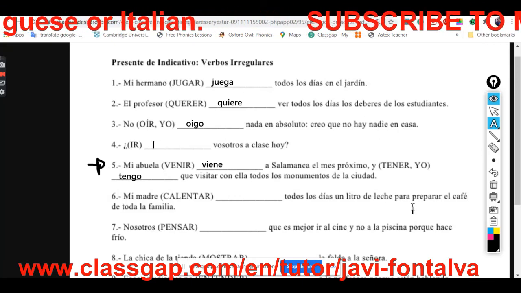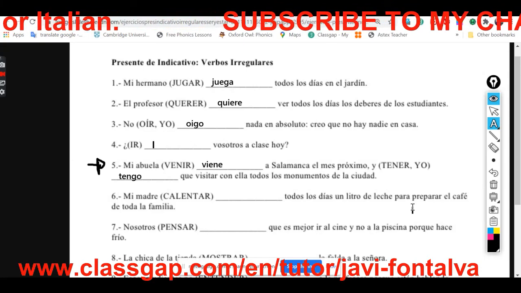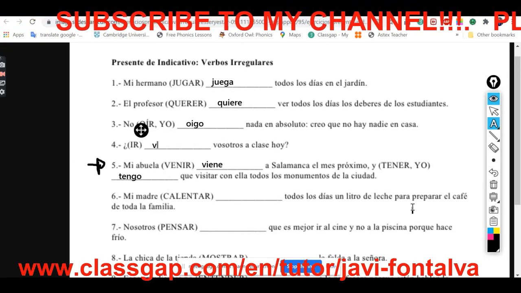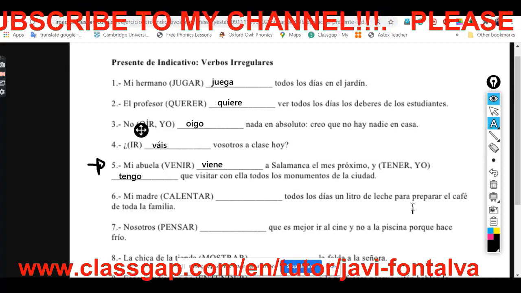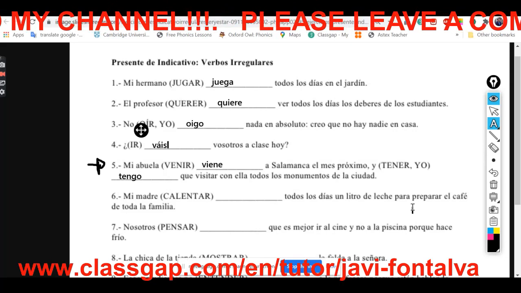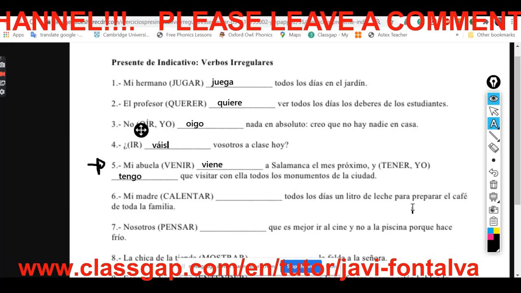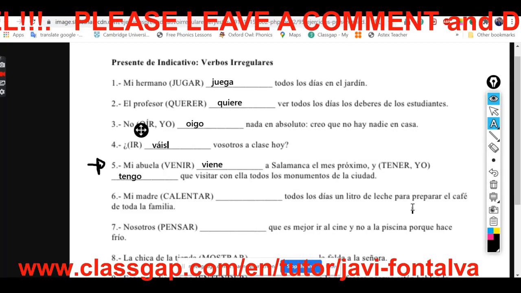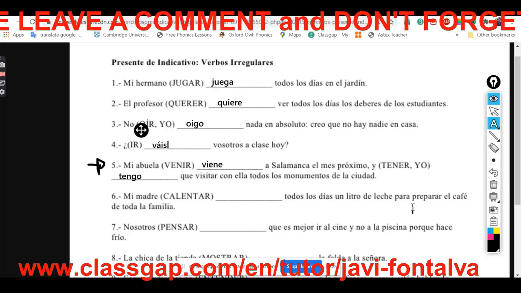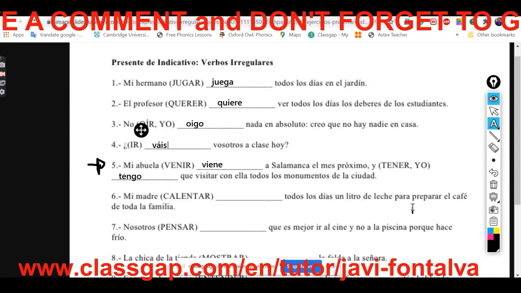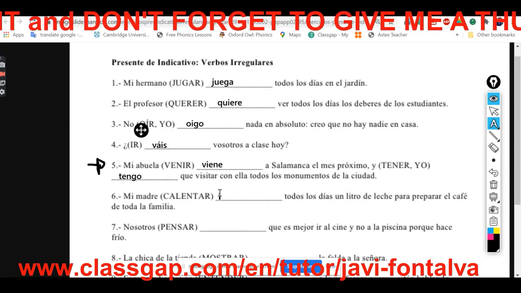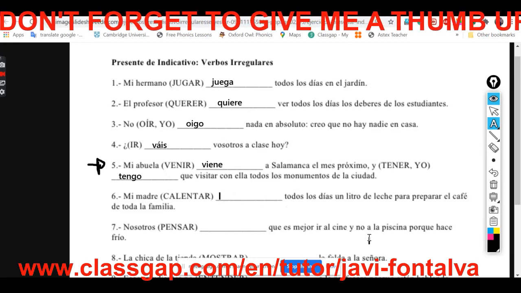Number 4. Vosotros, venir... vais. Yeah, you are right. So you say voy, I go, vas, etc., right? So: vais vosotros a clase hoy. What does this mean? Do you go to the class today? There you are. Perfect. Good job. Number 6.